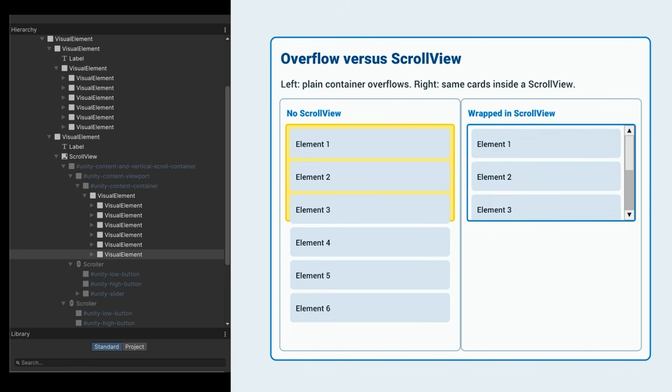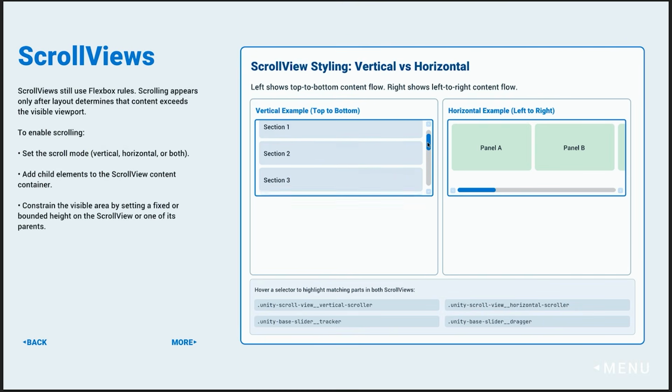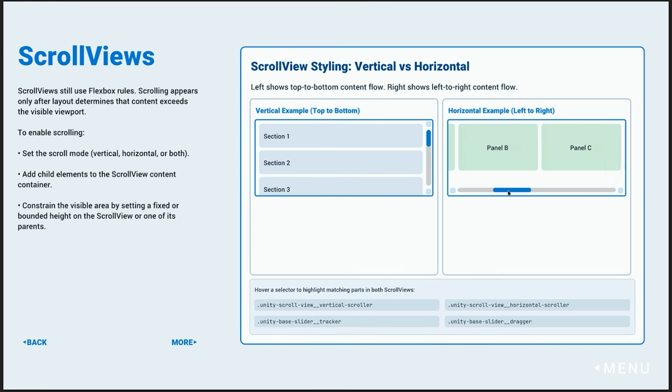A scroll view clips anything outside its visible area. When the content gets too large, it adds scroll bars automatically. Think of it as a layout overflow container.